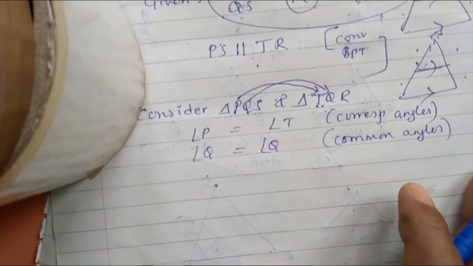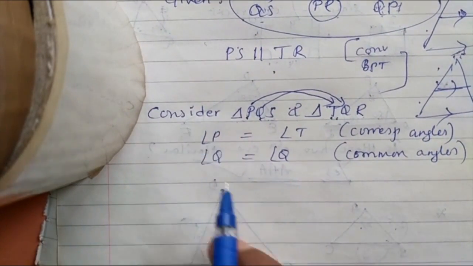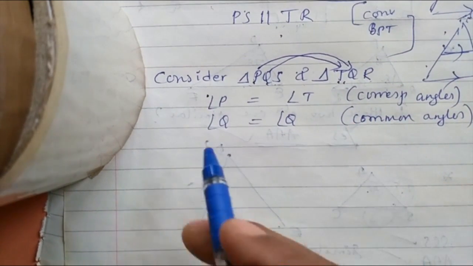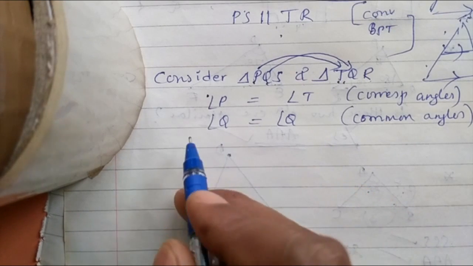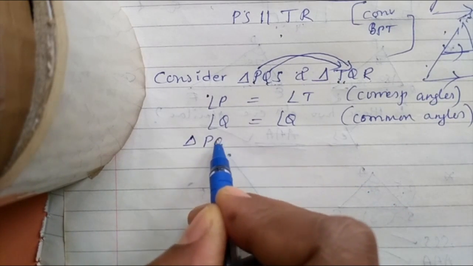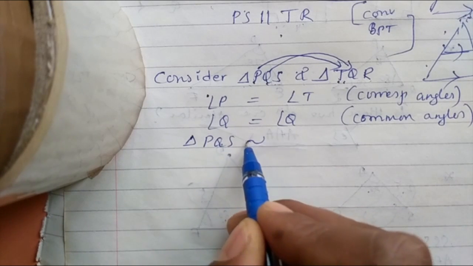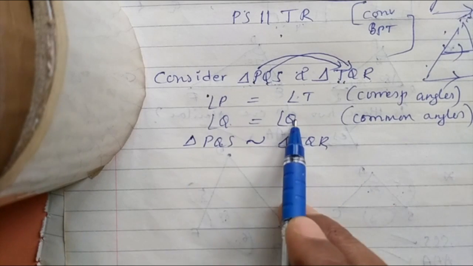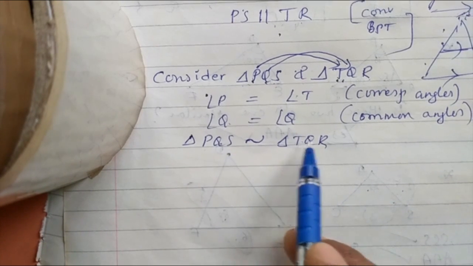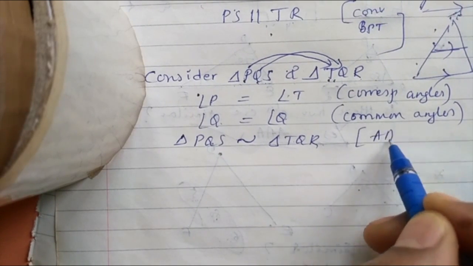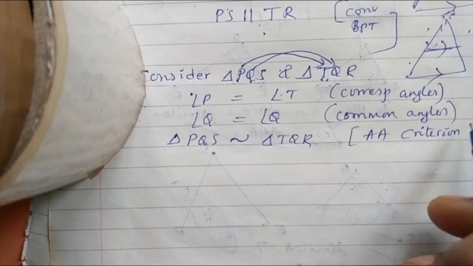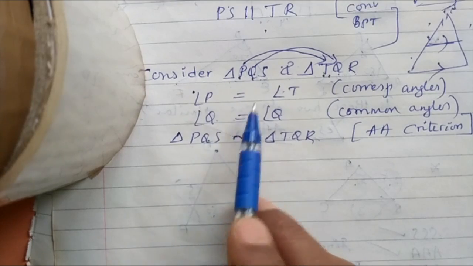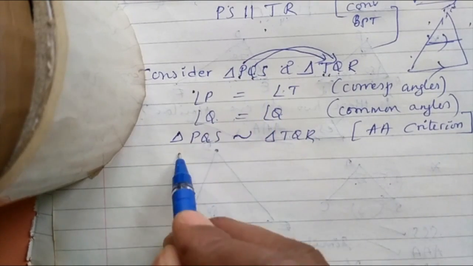This is enough, because AAA and AA are the same. When two pairs of corresponding angles are equal, there is no need to prove one more pair. Straight away, triangle PQS is similar to triangle TQR, because of the AA criterion. The AA criterion says that if in two triangles two pairs of angles are equal, they are similar. So hence proved.